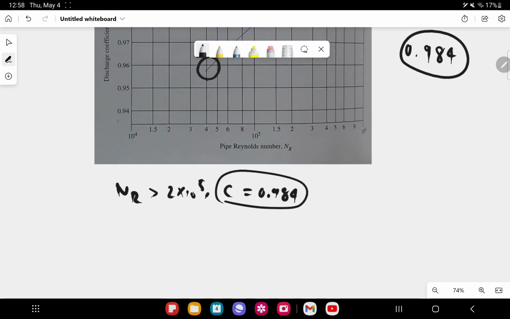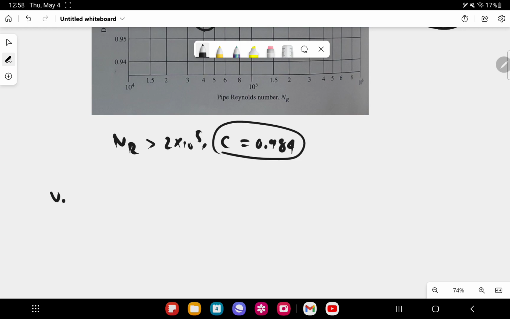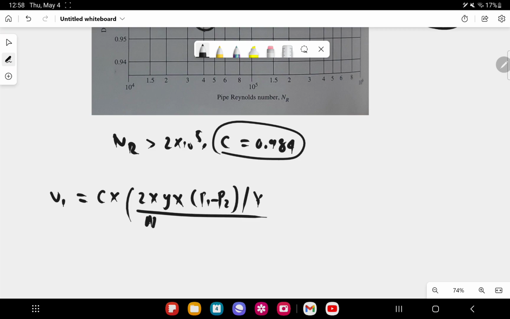Alright folks, so finally v1, which is the actual velocity of the fluid, is equal to C times [2 times g times the pressure difference between section 1 and section 2, which is p1 minus p2, divided by gamma, which is the specific weight of the fluid, divided by (A1 over A2) squared minus 1] to the power of positive 1/2.